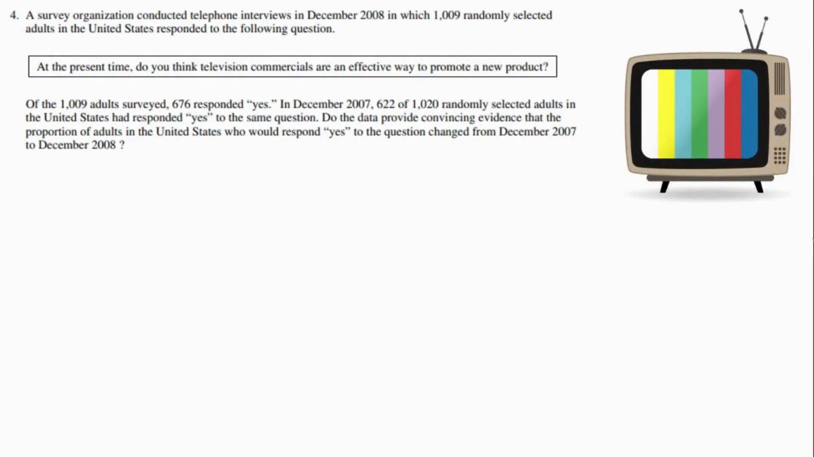Here comes problem number 4. A survey organization conducted telephone interviews in December 2008 in which 1,009 randomly selected adults in the U.S. responded to the following question. At the present time, do you think television commercials are an effective way to promote a new product? Of the 1,009 adults surveyed, 676 responded yes. In December 2007, 622 of the 1,020 randomly selected adults in the U.S. had responded yes to the same question. Do the data provide convincing evidence the proportion of U.S. adults who would respond yes to the question changed from 2007 to 2008?